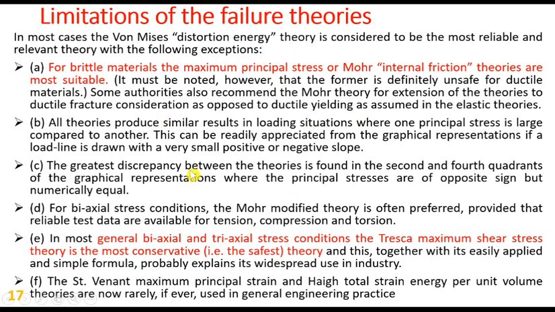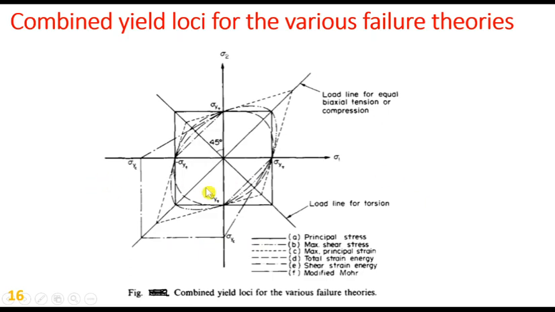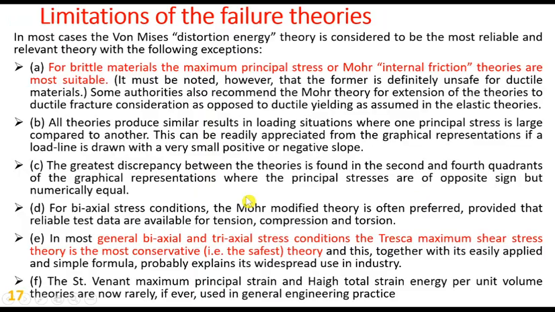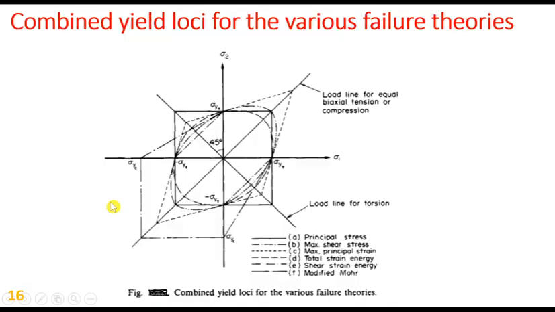All the theories produce similar results in loading situations where one principal stress is large compared to the other. This can be readily appreciated from the graphical representation if a load line is drawn with a very small positive or negative slope. Here this is the load line. The greatest discrepancy between the theories is found in the second and fourth quadrant of the graphical representation, where the principal stresses are of opposite sign but numerically equal.